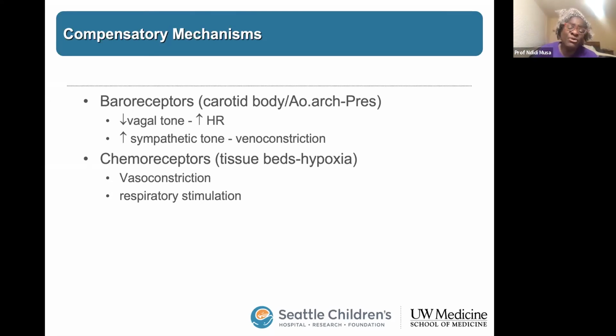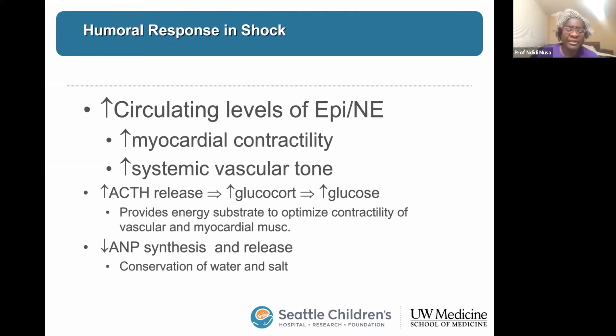Then there are also chemoreceptors in the tissue beds that respond to hypoxia and cause vasoconstriction and respiratory stimulation. Then you also have an increase in circulating levels of epinephrine and norepinephrine that try to increase myocardial contractility and increase the systemic vascular tone. You have ACTH release that causes an increase in glucocorticoid formation and an increase in glucose production to provide more energy substrates to optimize contractility of the vascular and myocardial muscles.